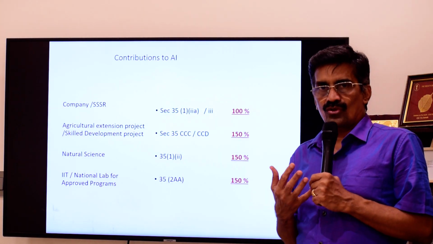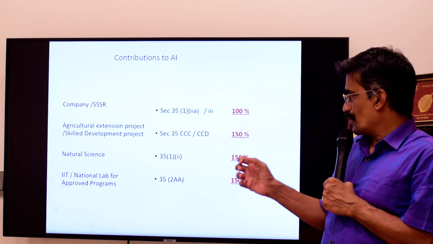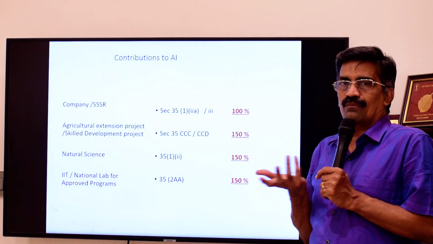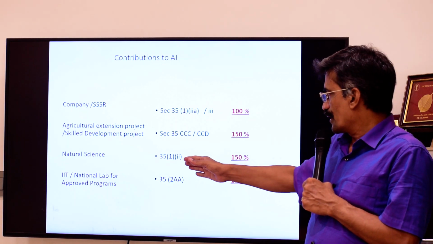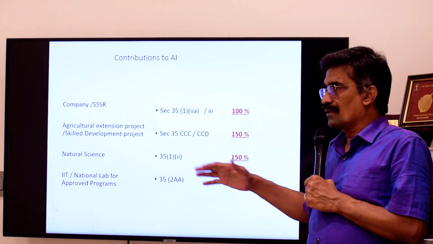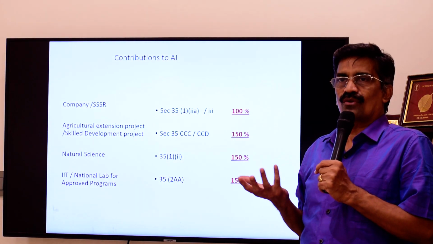And if you contribute to an IIT or national laboratory for approved programs, the difference between these two: even IIT will come under 35(1)(iia) also. But if it is for any specific approved programs, you come under 35(2AA). If it is not under specific programs, you get 150%.